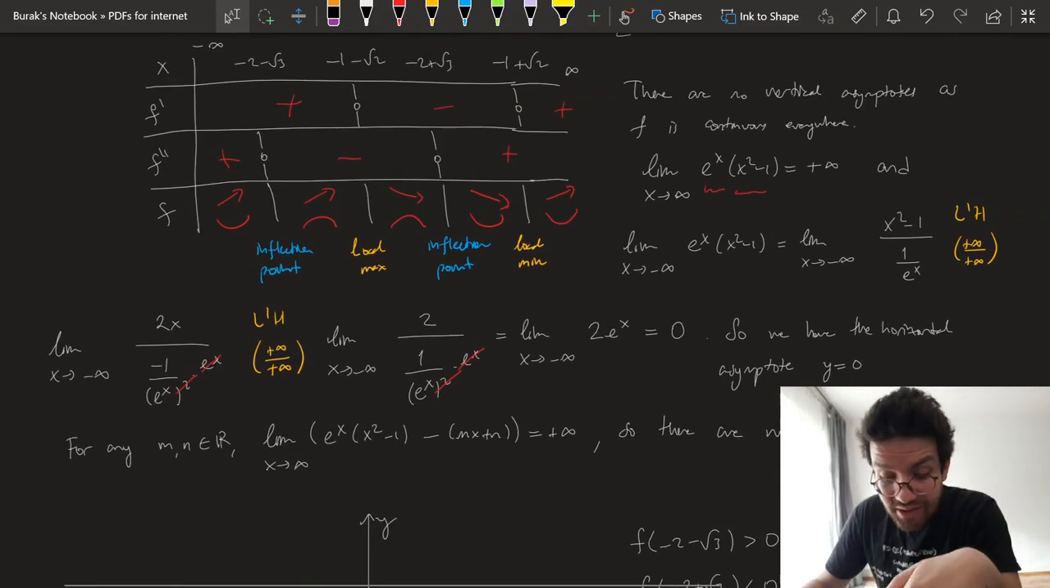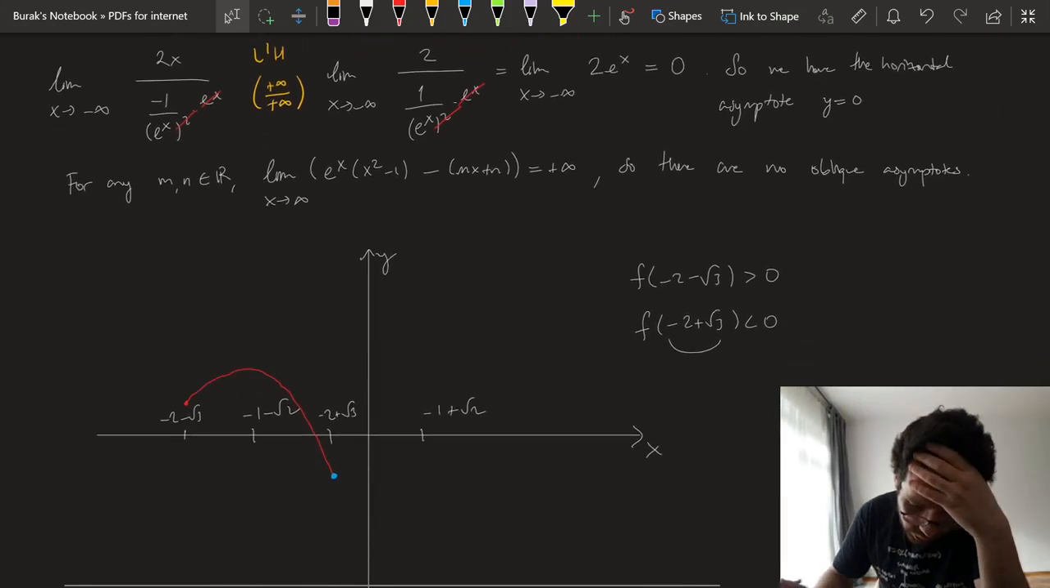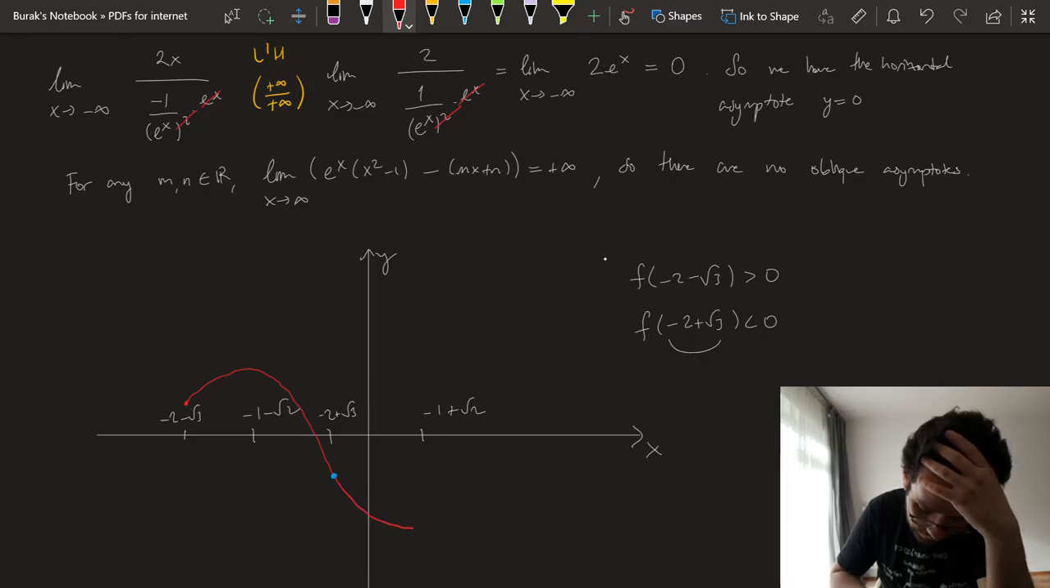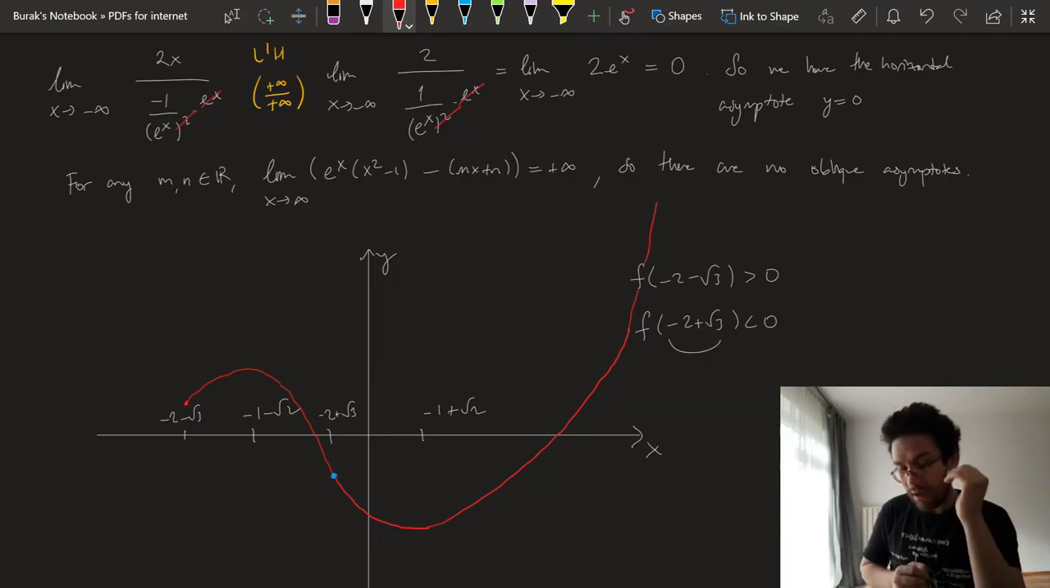And it's still decreasing until minus 1 plus root 2. So it is going to still decrease up to this point. And afterwards, it's going to increase, and its limit at infinity is infinity, so it's going to go like this.